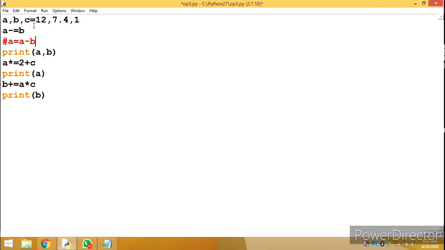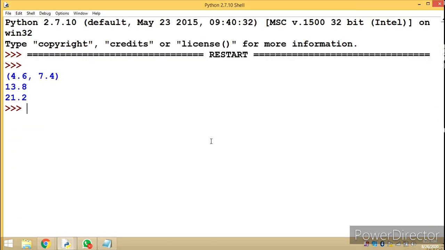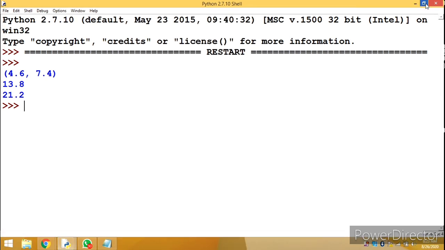And the last one, print B. 21.2. Sir, 21.2. So shall we run this code? Four point six, 7.4. Very good. You got the answer. Next is 13.8. I hope so. It is written 13.8.